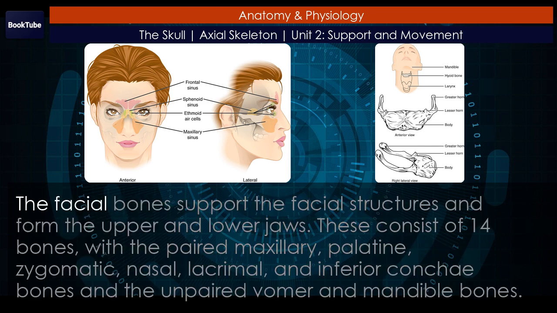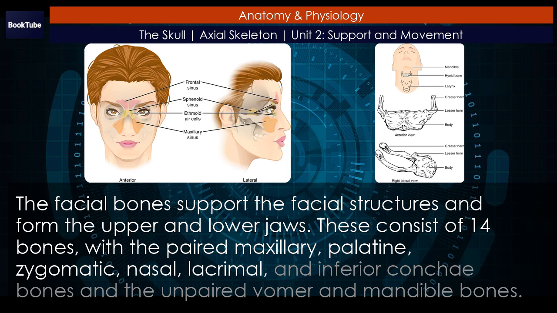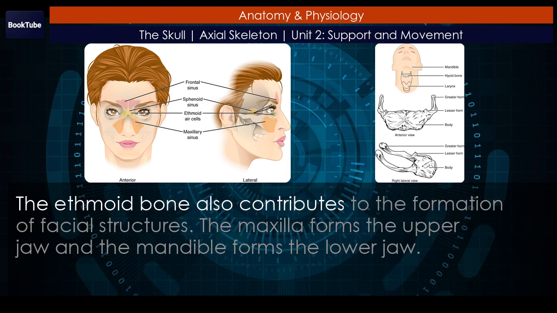The facial bones support the facial structures and form the upper and lower jaws. These consist of 14 bones, with the paired maxillary, palatine, zygomatic, nasal, lacrimal, and inferior conchae bones and the unpaired vomer and mandible bones. The ethmoid bone also contributes to the formation of facial structures.